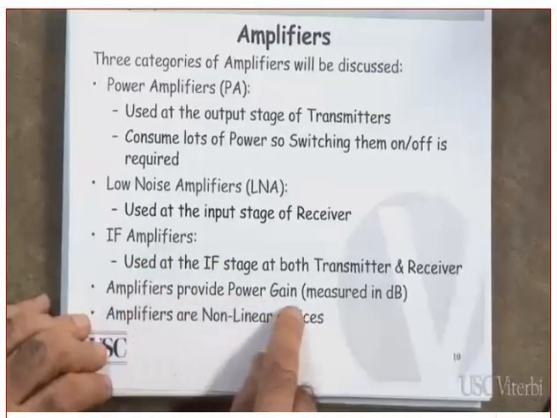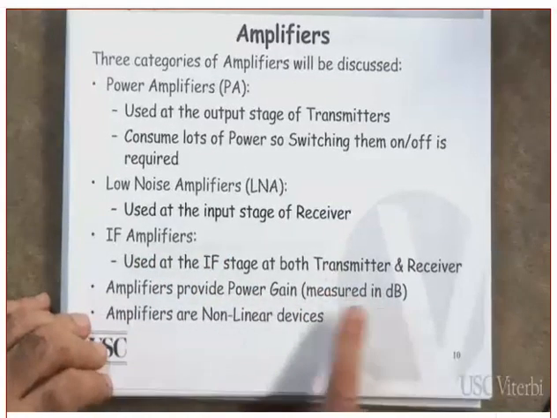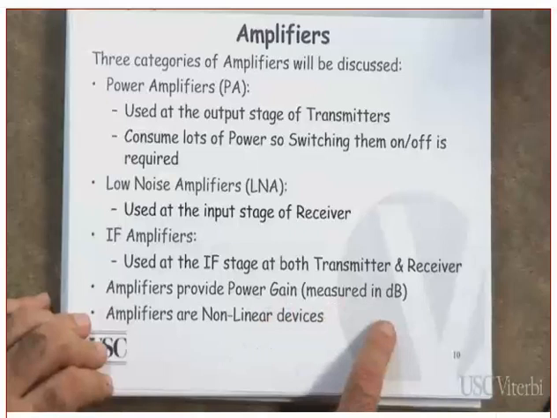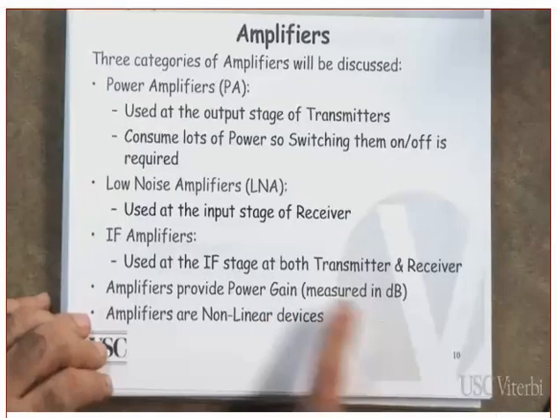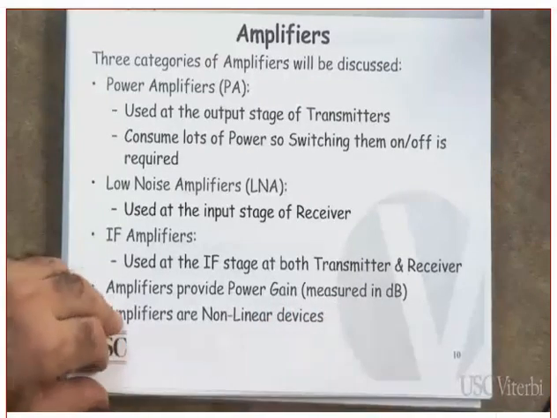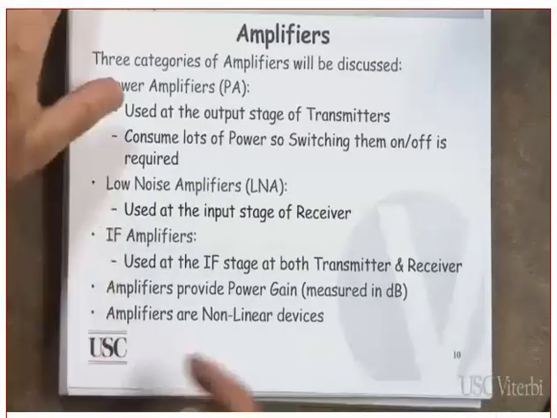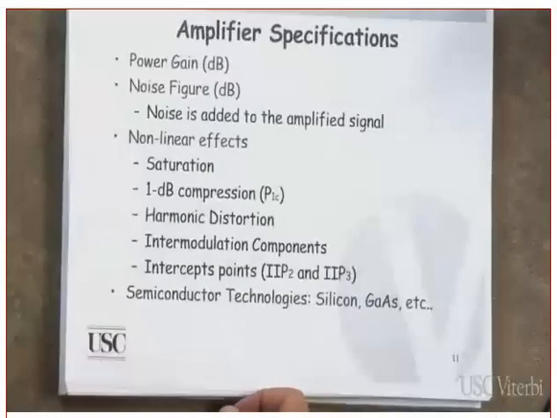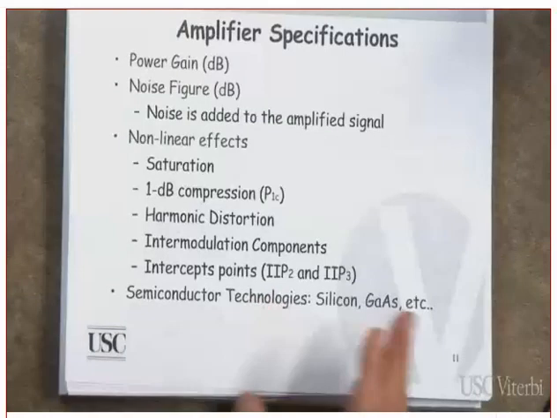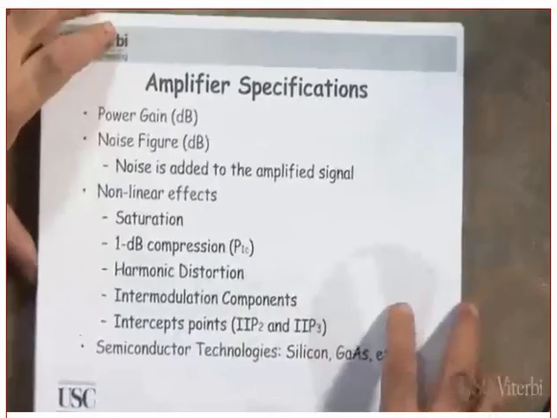Amplifiers provide power gain. What do we measure the power gain with? dB. Not dBm. dB. That's a power gain. Clear? Are they nonlinear devices or linear devices? They are nonlinear devices, which I'll show in just a second. All of this, by the way, we'll discuss in detail. They're just an overview. Okay.